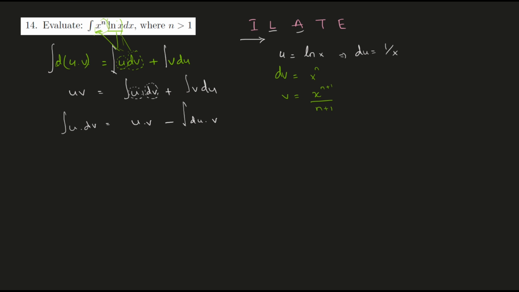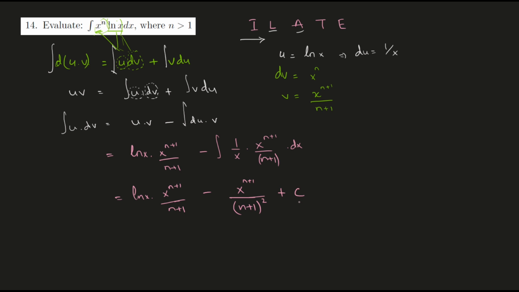Now I just need to plug in the values. So let me do that. u is ln x, v is x to the power of n plus 1 upon n plus 1, minus the integral of 1 over x into x to the power of n plus 1 upon n plus 1 times dx, because obviously we would integrate it with respect to x. And this is ln x into x to the power of n plus 1 upon n plus 1. We can pull this n plus 1 out and then integrate x to the power of n, which would again be x to the power of n plus 1 upon n plus 1. Okay, and obviously a constant of integration.